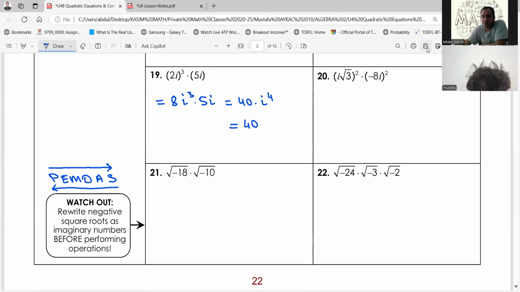And that's the last question, Mustafa. i squared, right? Let me just simplify first. Square root of 3 squared is 3 times 3. Negative 8 squared is 64. And here we have i squared. And now equals 3 times 64, 192, right? i squared times i squared is i to the power of 4, which is equal to just 1. That's why it is 192.